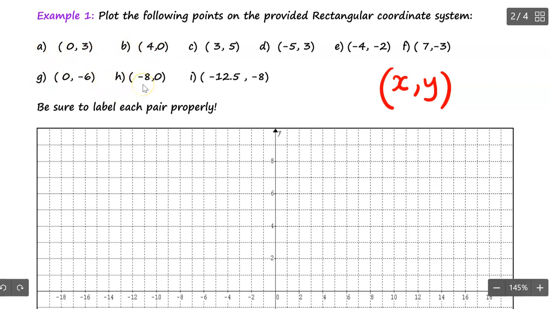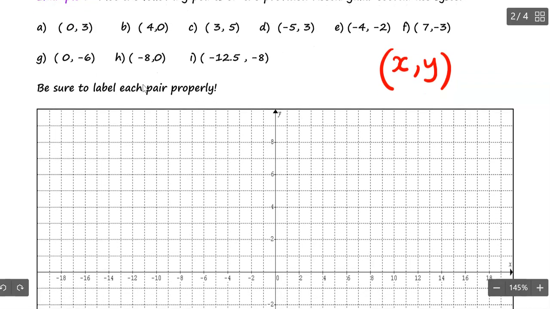For a, the first thing you want to do is take a look at the 0 and the 3. So where is the 0 for x? Right at the origin here, 0 for x. Where's the value for 3? 3 is the y, so you move up and you meet the 3 right on the y-axis, in this case the positive y-axis. So if I click that point, it will be 0 and 3. 0 for x, 3 for y. So this one is done.